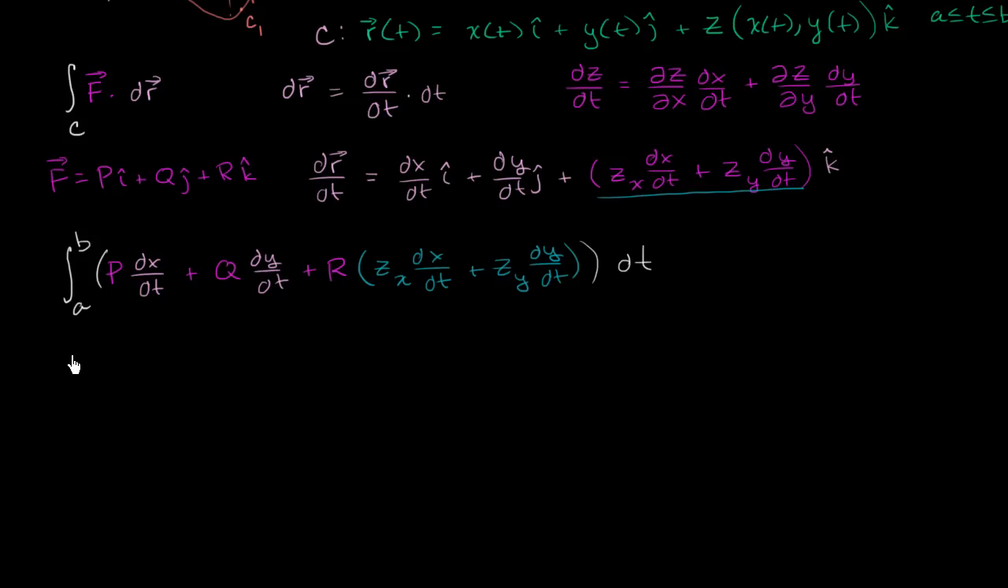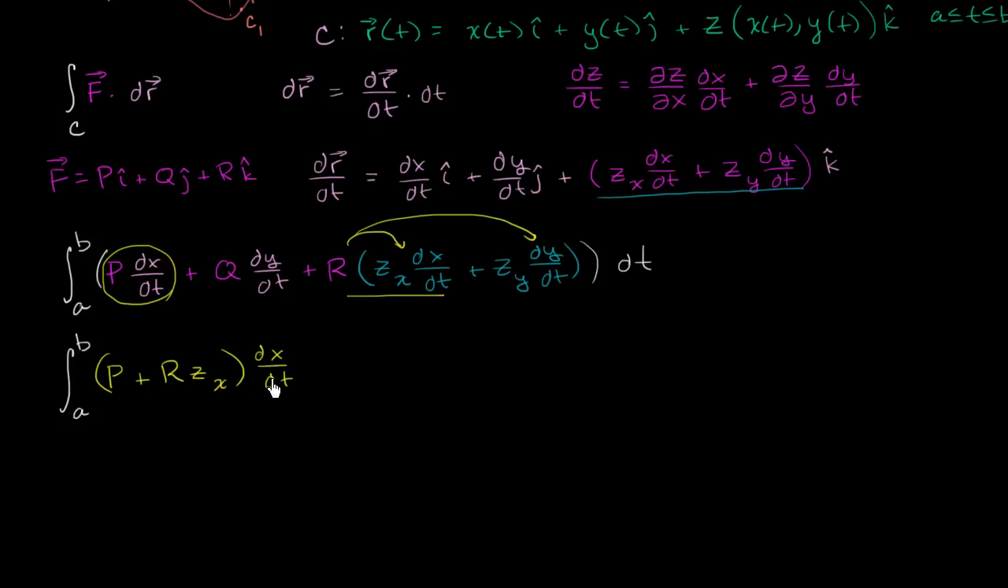So this integral right over here is the same thing as the integral from a to b. And then I'm going to group the things that are being multiplied by dx/dt and factor out a dx/dt. If I take this part right here and this part right over here, I'm essentially going to distribute the r. Let me make it clear. I'm going to distribute the r, and so I'm going to group that and that. I will be left with P plus R times the partial of z with respect to x, times dx/dt.